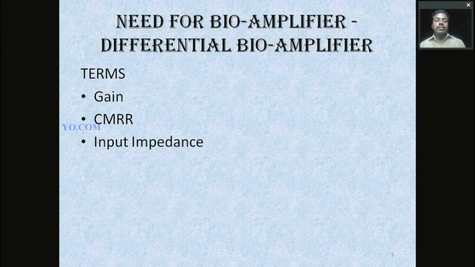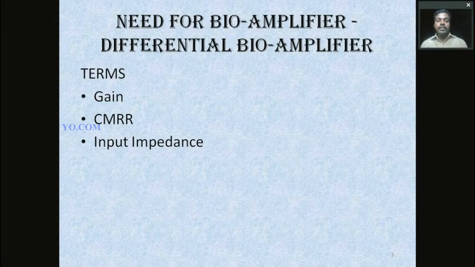Already we have studied in unit 1 and 2 that biological signals are in the range of millivolt or microvolt. Some brain waves are in microvolt, some heart waves are in millivolt. These millivolt and microvolt signals cannot drive any display unit or recording unit, so we need to amplify this weak signal to a higher level in the range of volt. To amplify this, we use a bioamplifier. So in a bioamplifier, gain is an important term.